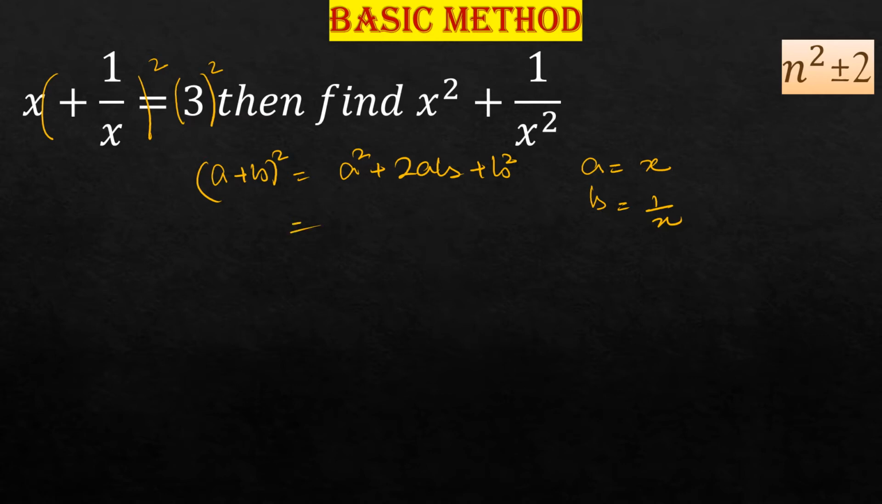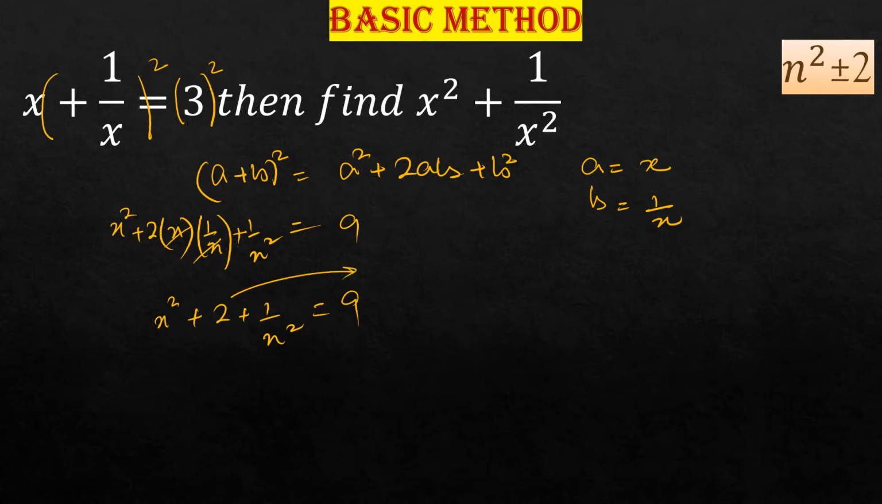So you will get x square plus 2, where a is x and b is 1 over x, plus b square, that means 1 over x square. And on the right hand side 3 square, which gives you 9. Now you know that x square plus 2 plus 1 over x square equals 9. Bring the 2 on the other side, which gives you 9 minus 2, that is 7. So the value of x square plus 1 over x square is 7. Here you have many steps, and there are chances of error also.